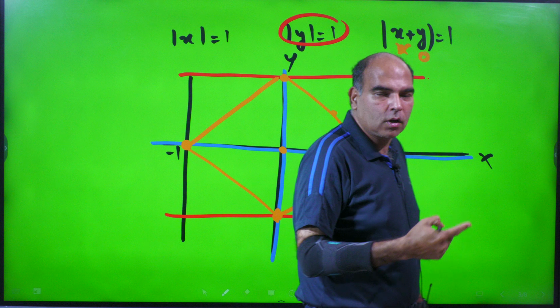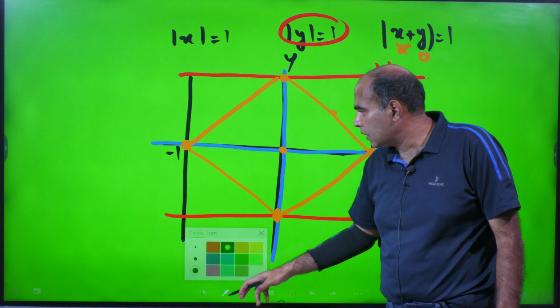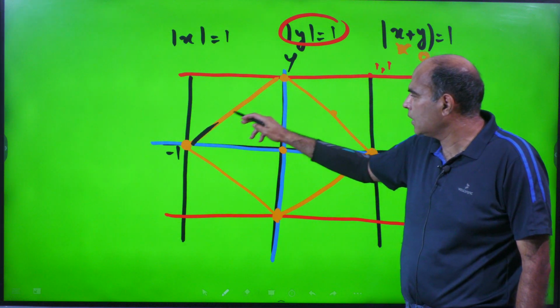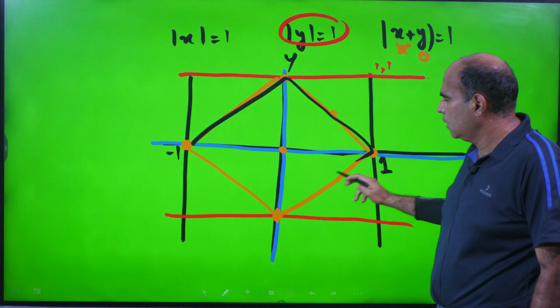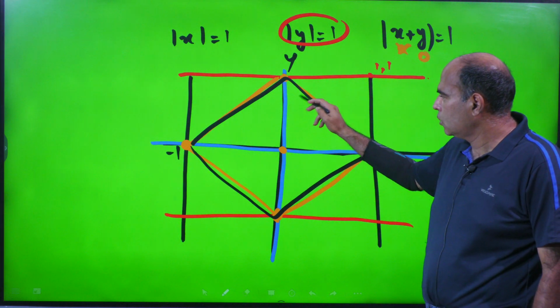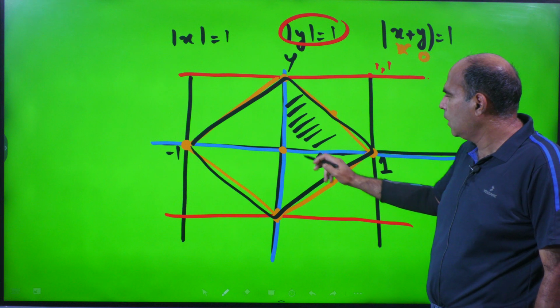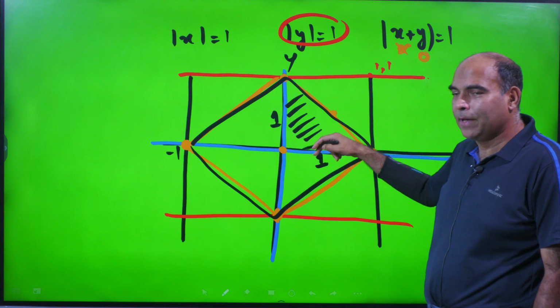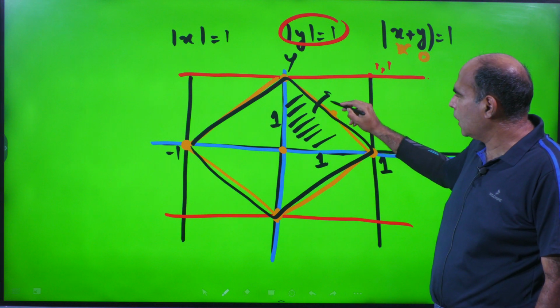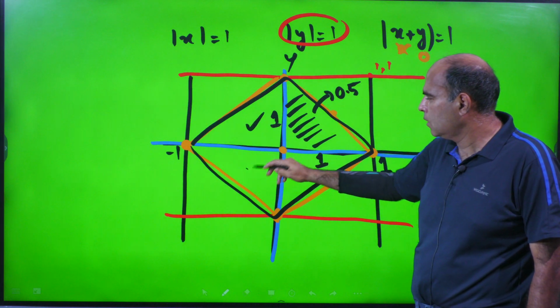So when you're talking about the area enclosed by the three graphs, we're essentially talking about this square or these four triangles. If I just look at this triangle, for example, it has a base of 1 and a height of 1, so half base into height. The area of this triangle is 0.5, and there are 4 such triangles.